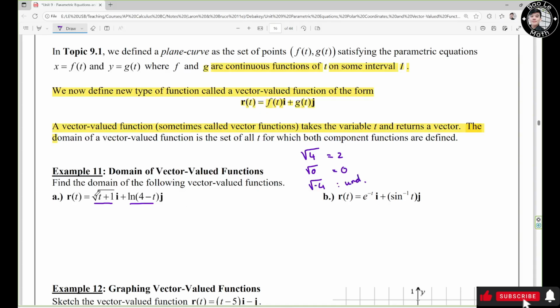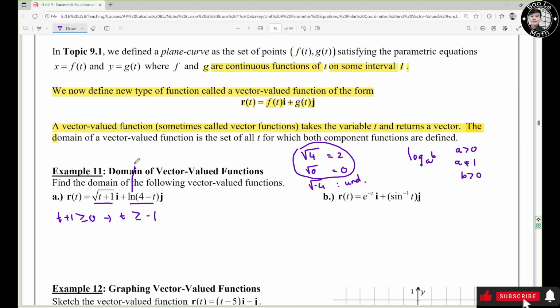So in order for this one to be defined, t plus 1 must be greater than or equal to 0. It cannot be negative, so you have t greater than or equal to -1. Now for this one, log base a of b is defined when a is greater than 0, a is not equal to 1, and b is greater than 0.